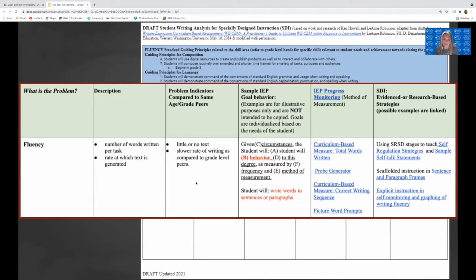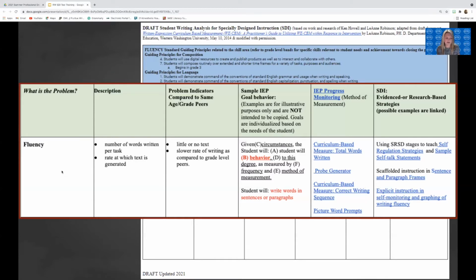So for example, with this one, if you gave them 2 minutes and a writing prompt, and after 2 minutes they had little or no text on their page, or they had 3 or 4 words, and the rest of your class had a paragraph or 2, then when you compare to same age peers, you're going to find they don't have a lot of text. And then you're going to go over here and it's like, oh, okay, that could be a fluency issue.